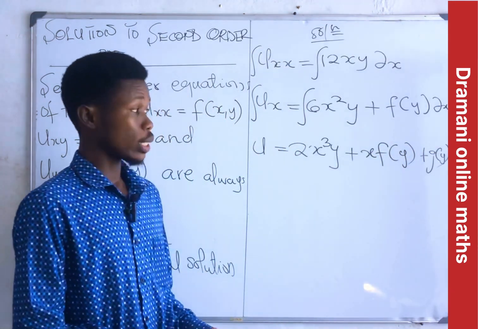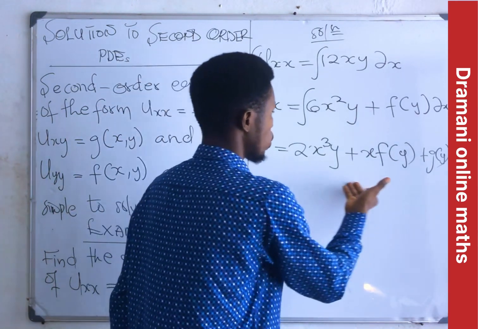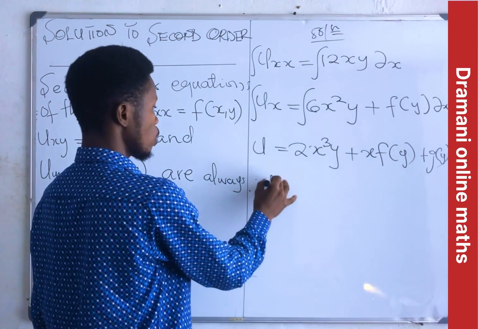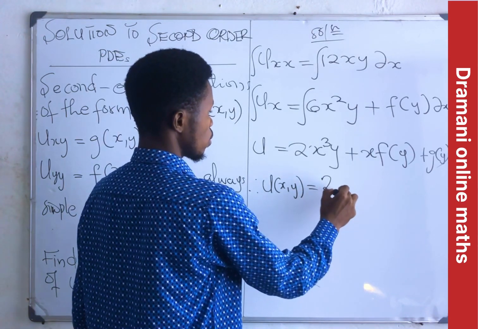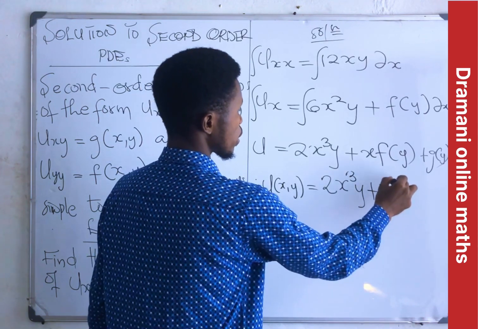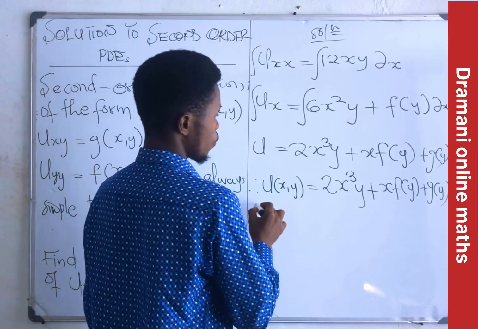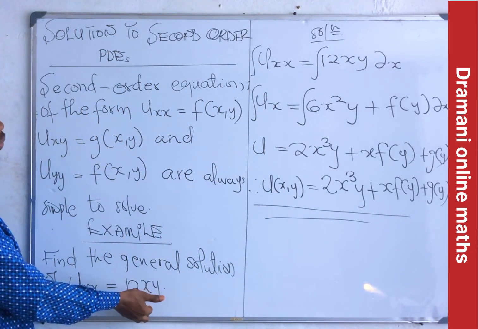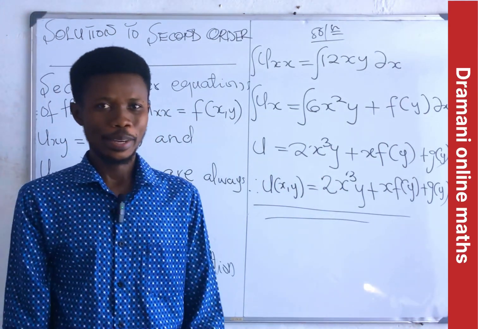So we bring another constant, but that constant is also in terms of y. Okay, so this is what we have as our final answer. Therefore, we need it in terms of xy: u equals 2x cubed y plus x f of y plus j of y. So the final answer to this particular question is this. Is that okay? Good.